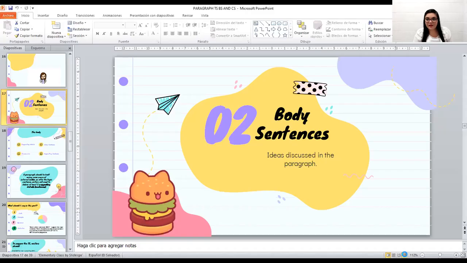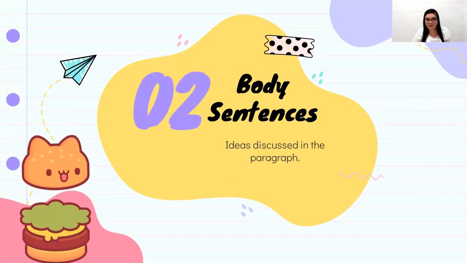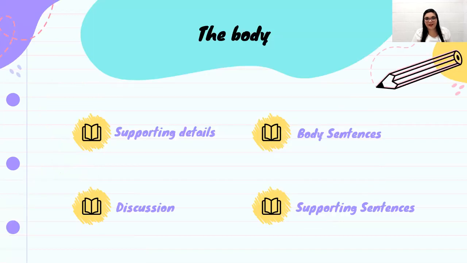You have probably watched the first video where I explained the topic sentence, and now you'll see the continuation of this explanation, which is the body sentences. When we talk about the body of our paragraph, we talk about the ideas discussed in it, the juiciest part. We're talking about words like the supporting details, the discussion, body sentences, or the supporting sentences. All of these are just synonyms for the same thing.